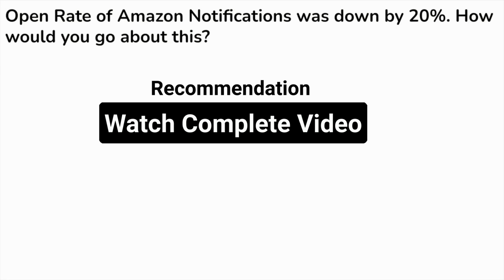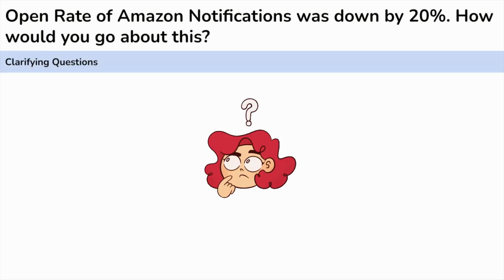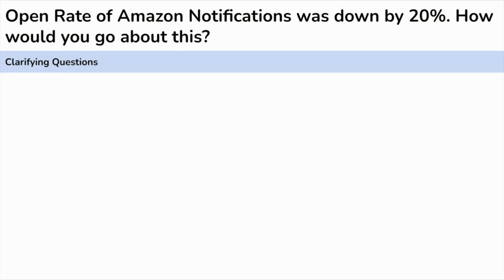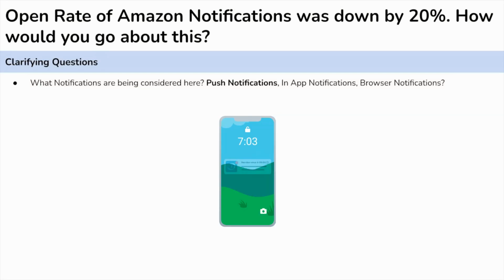So listen carefully. As usual, we will start with the clarifying questions so that we have a better understanding of the question. The first question which we should ask is what type of notification are we talking about here? Is it push notification, in-app notification, or some browser notification like Chrome notification? So here the interviewer is talking about push notification.